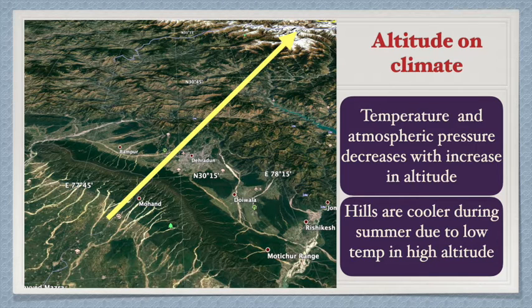Next, altitude. How does it affect our climate? Temperature decreases if one moves from a plain to a hilly area. The reason is atmospheric pressure decreases over increasing altitude. This is the reason why hills are cooler during summer, due to lower temperature at higher altitudes. In Tamil Nadu, Coimbatore records moderate temperature, whereas Ooty in the hilly area records very low temperature due to the increase in altitude.